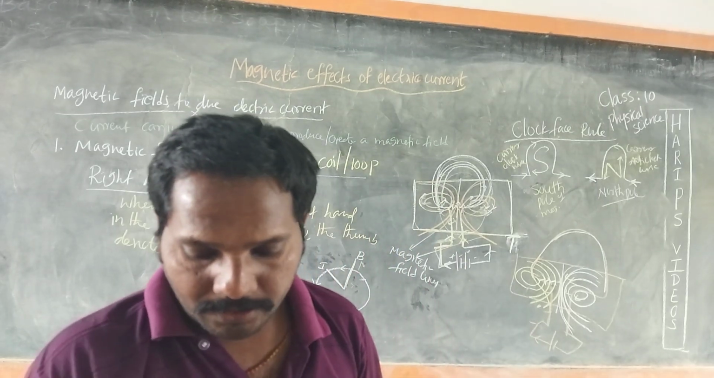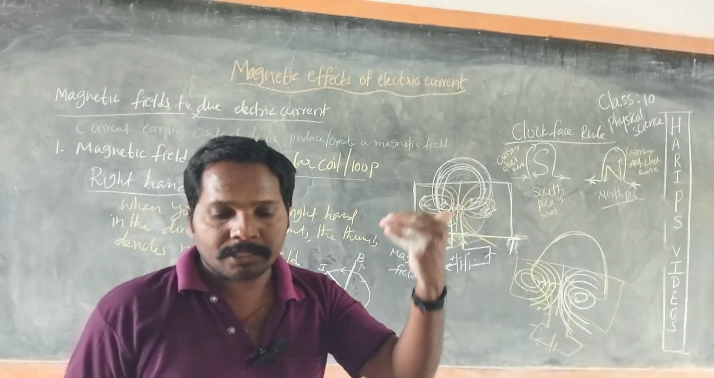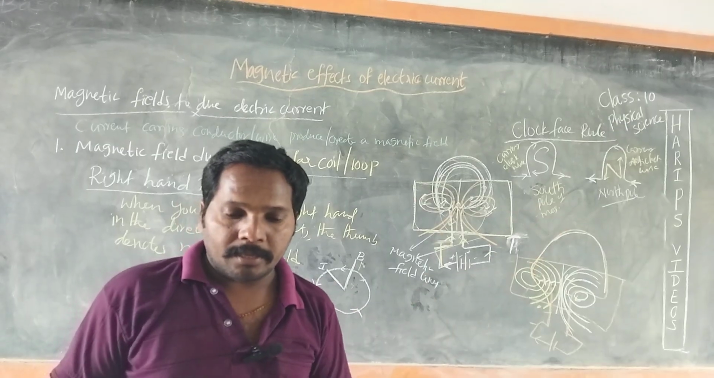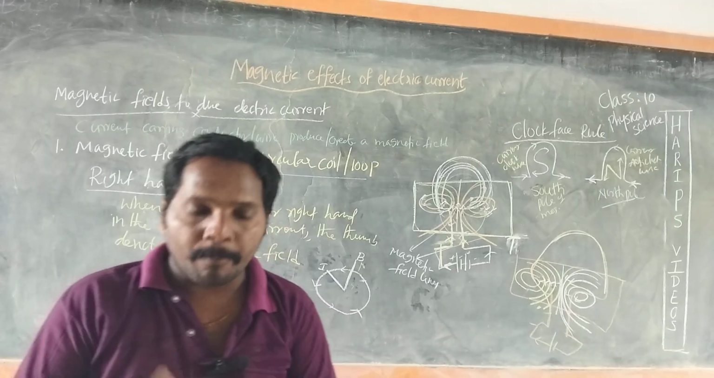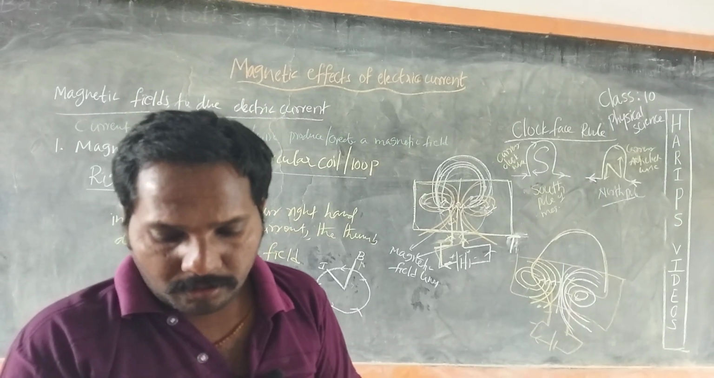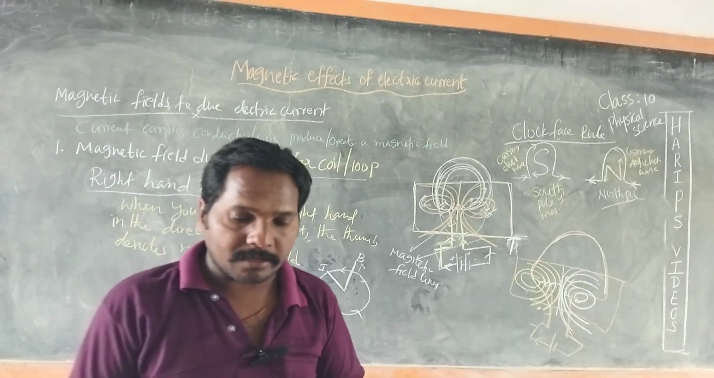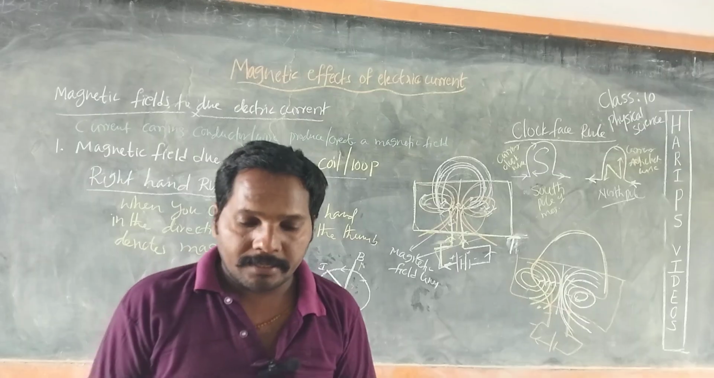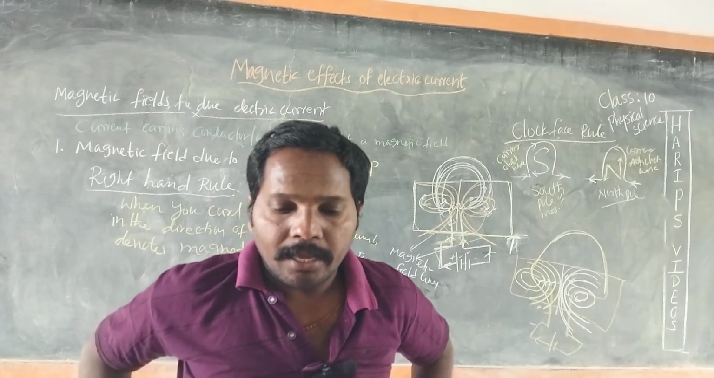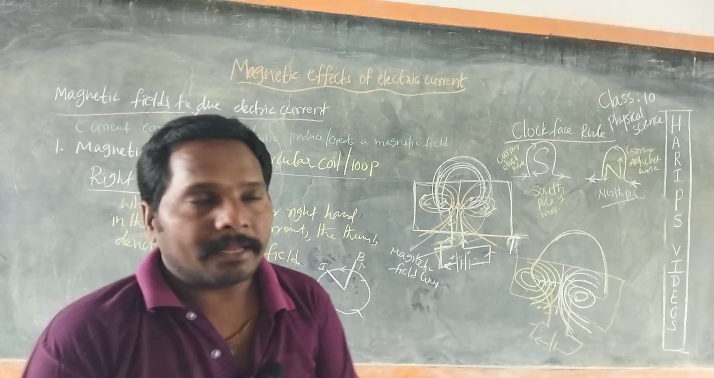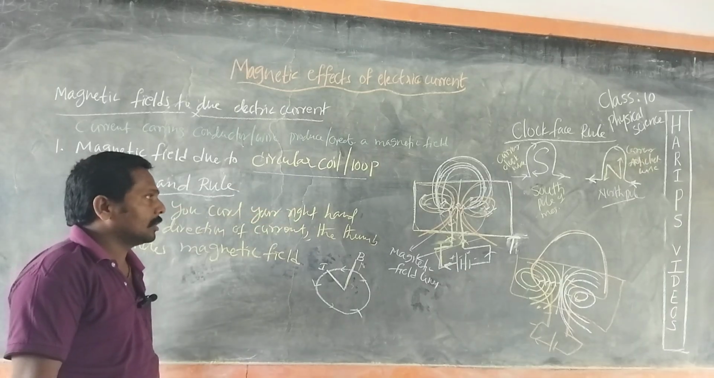This means that the current carrying circular wire will have a south pole on one face, but its other face will be north pole. Similarly, if one face is north pole, the other face will be south, opposite to north. So the clock face rule is also used to determine the polarities of the two faces of a current carrying wire, a current carrying solenoid as well as an electromagnet.